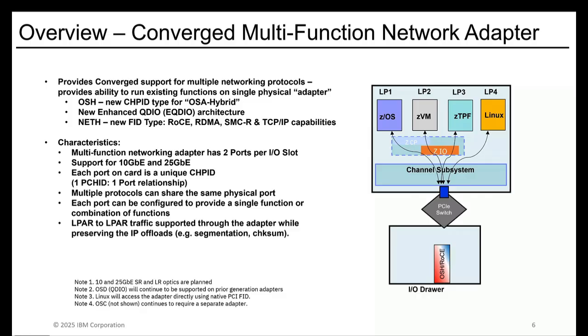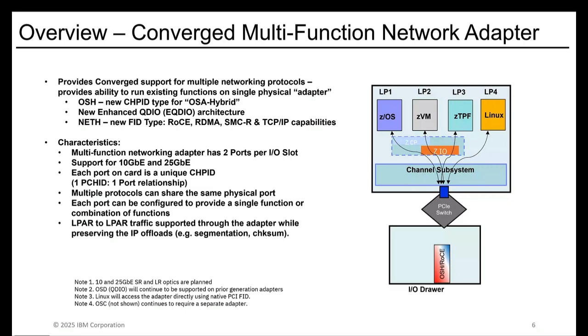So some of the key characteristics of this new card: it's a multi-function networking adapter, and we plan to do this going forward as protocols are added. The physical card itself has 2 ports, 10 or 25 gig, and each port will be separated. So the card will look like 2 cards logically, but it will take 1 card slot, and each P-CHID will have a single port. And I'll talk about this more in just a moment. So logically, it'll look like two cards, but it'll be one physical card.